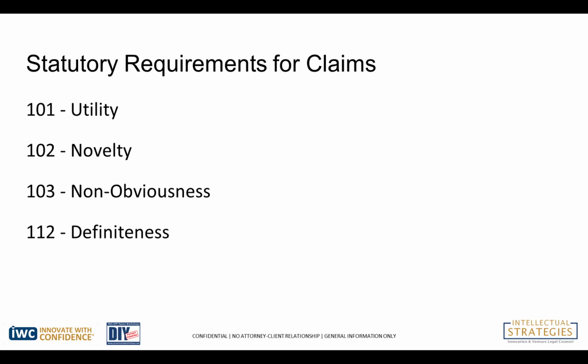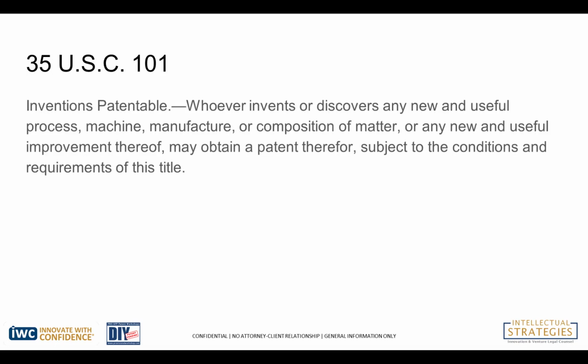Now back to the statutory requirements for claims. There are several different sections that have an impact on the claim language itself, and we'll look at each of these briefly. Section 101 simply states who is entitled to a patent. Now the patent, of course, ultimately has to have claims directed to these types of things: a new and useful process, machine, manufacture, or composition of matter, or any new and useful improvement thereof. Section 101 also lays the foundation for some of the other sections that we're going to look at now.